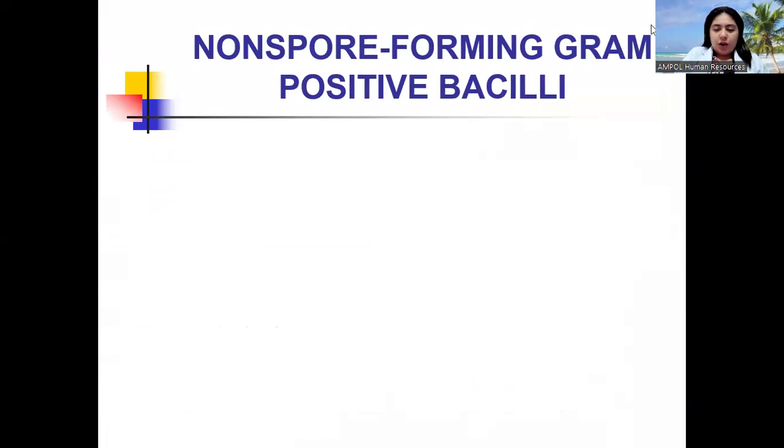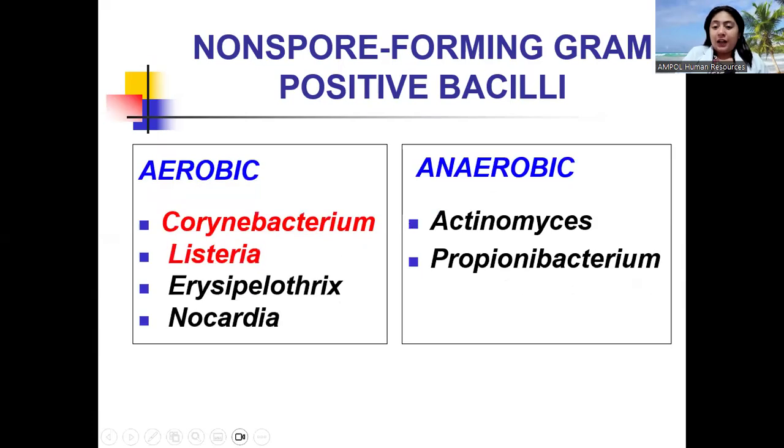Okay, so let's proceed now with your non-spore forming gram-positive bacilli. So later na nato i-discuss tong another spore forming which is your Clostridium. We'll proceed sa mga non-spore forming gram-positive bacilli. So we have here your aerobic and anaerobic. So sa gram-positive bacilli na non-spore forming, meaning they cannot produce spores, they are divided into two. Sa mga aerobic, meaning they can survive with the presence of oxygen, and your anaerobic na mga non-spore forming na bacilli. So they are classified according to the oxygen requirement.